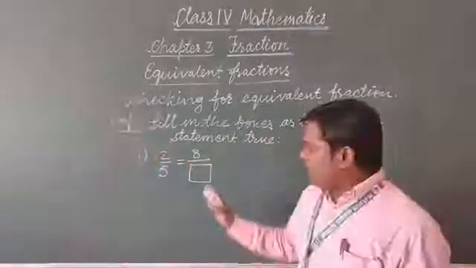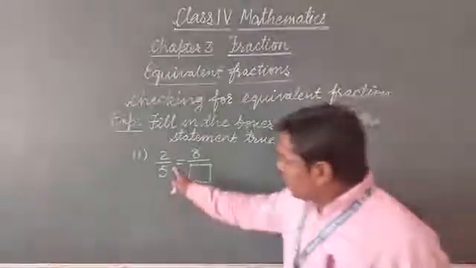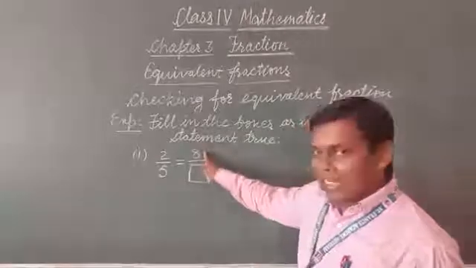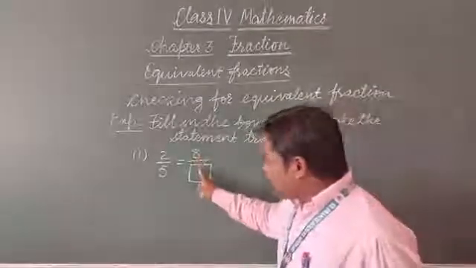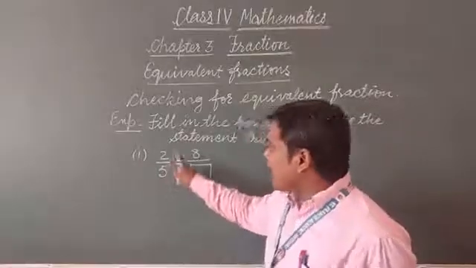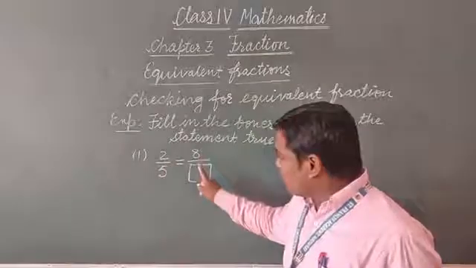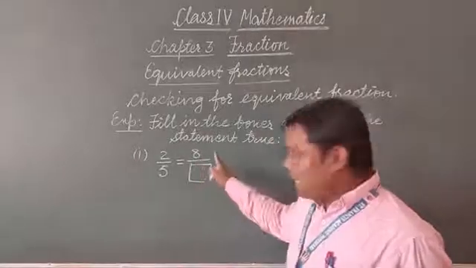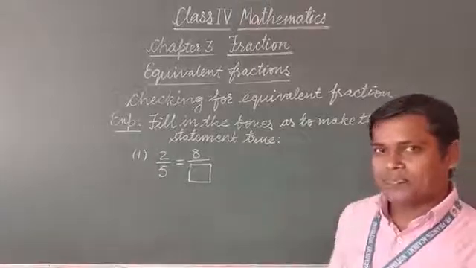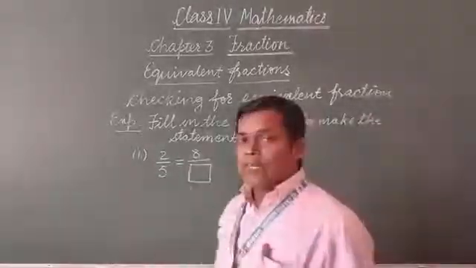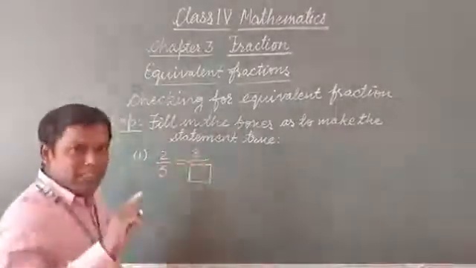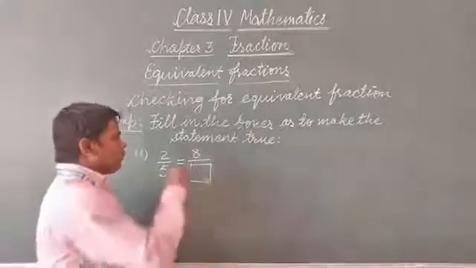So students, you are observing here that 2 multiplied by 4 gives 8. So what will be the number here? We will multiply 5 by the same number as 2 is multiplied by, to get the number in the box. And then these two are equivalent fractions. So this type of question will come. If the numerator is given, you can find the relation between the numerators.